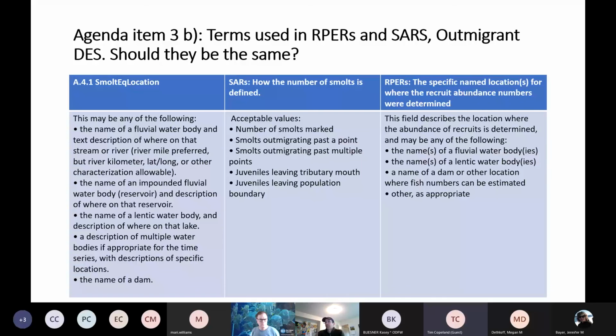And I thought it would be good for biologists or other people to say it's okay, or that we should probably look for some consistency in how we're defining these, ensuring that, ideally, the Smolt information being used in recruits responder should be coming from the outmigrant DES. There might be some linkages, but there were comments in the survey that these were different, and so I just want to open it up for discussion. Should these be the same, or is it okay to have them be different?